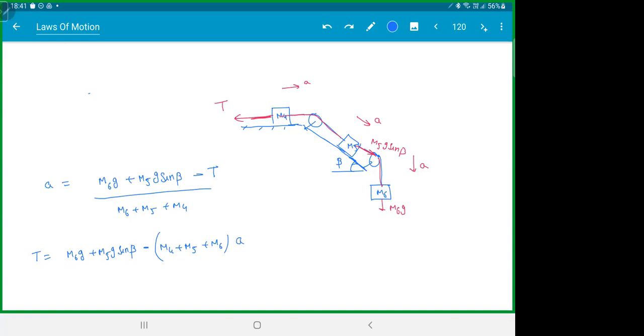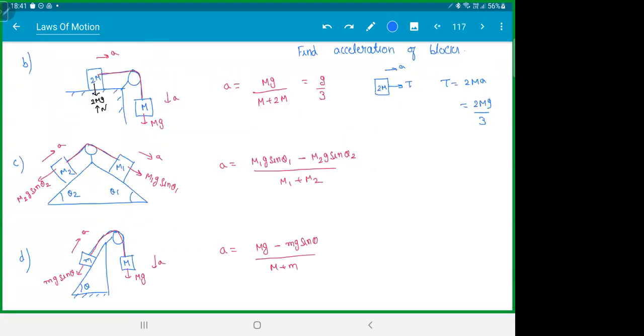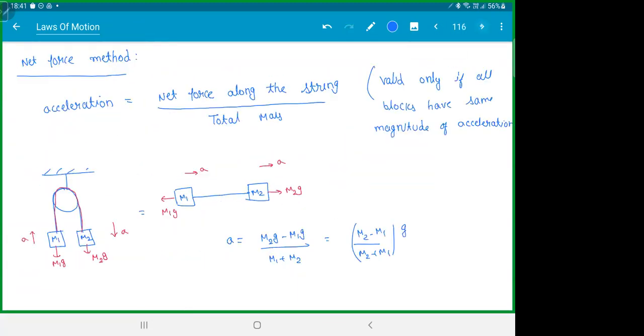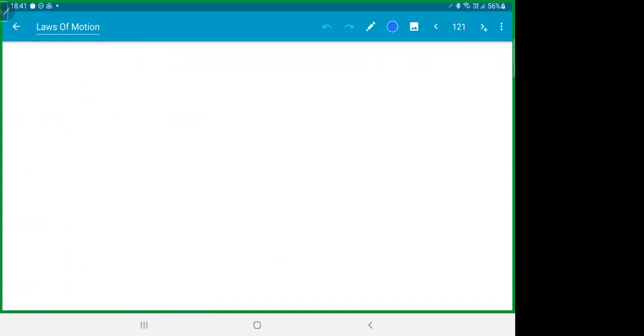Any doubts? Next one. So there, this is how you use the net force method. Saves you a lot of time from writing multiple equations. But like I said, there's only one limitation. What should it be? All should have the same magnitude of acceleration. If you don't have the same acceleration, you can't take out a common. That's the problem. I kept all that in one problem, 33.